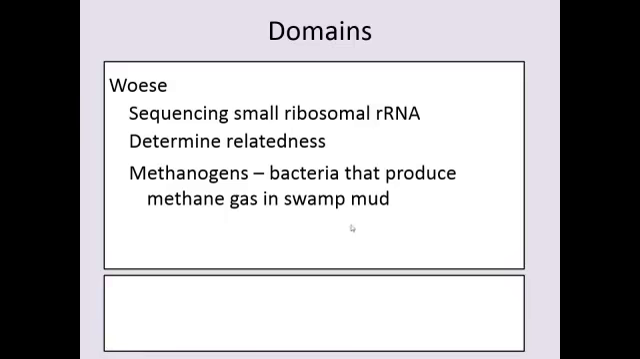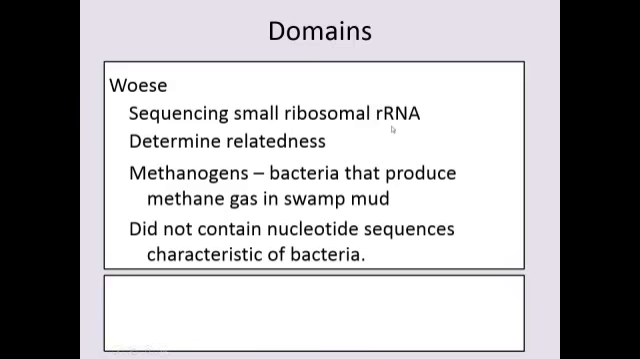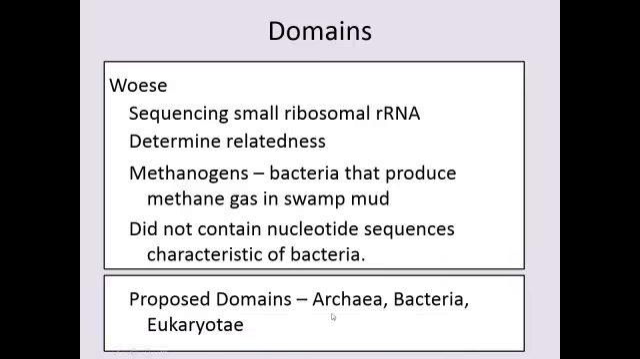But he made a really fascinating discovery. Ribosomal rRNA DNA sequences did not contain nucleotide sequences that were characteristic of bacteria. In fact, they were so different that it was approximately the same difference as between bacteria and eukaryotes. So he proposed that above kingdoms we add domains. The proposed domains were archaea, to include methanogens, bacteria, and eukaryote. Since then, we have accepted these domains, and we go with them even today.